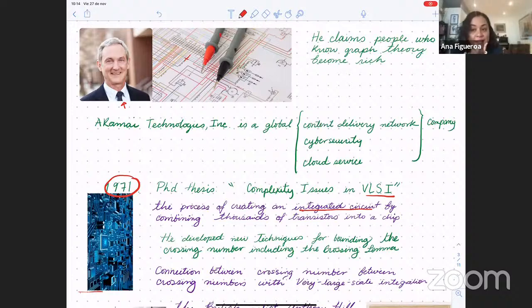So he started to think about this crossing number concept, probably unaware of Turan's work, and developed some techniques of bounding the crossing number, including a very nice result called the crossing lemma that I will talk about later. And this history is very nice because he makes a connection between crossing number and very large scale integration, which is very applicable nowadays.